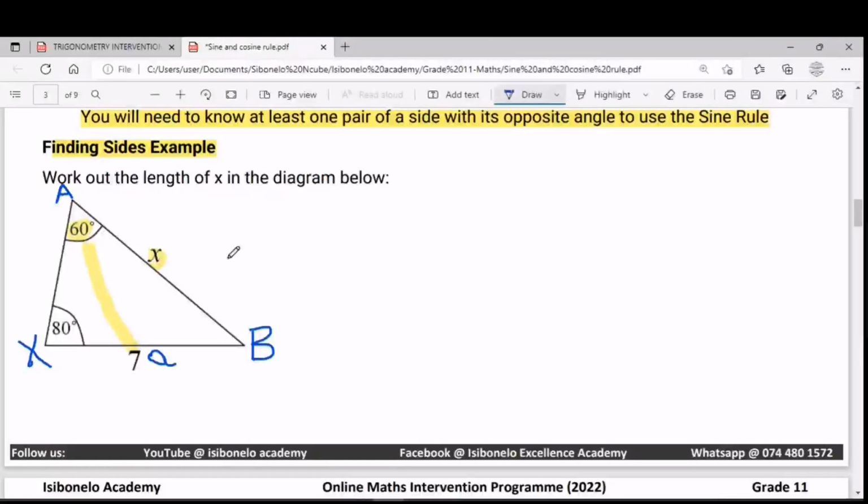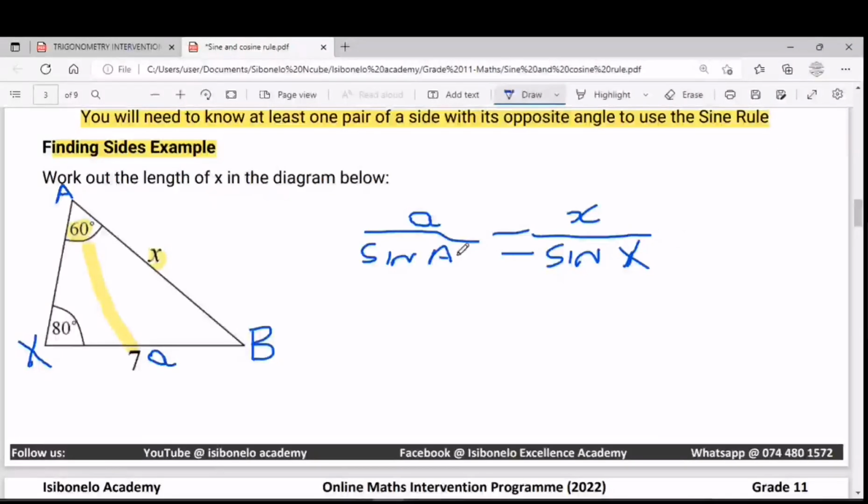Now we want to solve. Since we want to find the length of a side, our formula will be small letter a over sine A equals small letter x all over sine of capital X. Then we substitute. Now remember, you don't need to use all three parts. So you only need two.